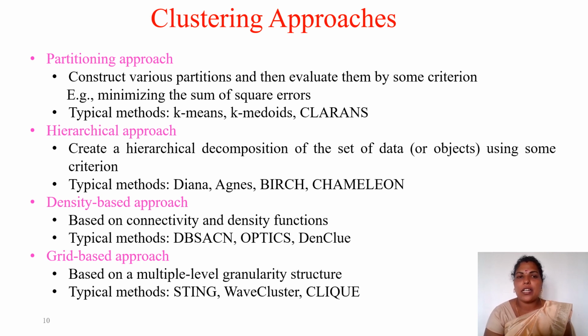So one is the partitioning approach, that is, construct various partitions, then evaluate them by some criterion. That is, here we are minimizing the sum of squared errors. Typical methods include the K-means method, then the K-medoids method, CLARANS. Then another approach is the hierarchical approach. It creates a hierarchical decomposition of the set of data or objects using some criterion. Examples of the hierarchical approach include DIANA, AGNES, BIRCH, Chameleon, all those things. So Chameleon, you know what the characteristic of a chameleon is.